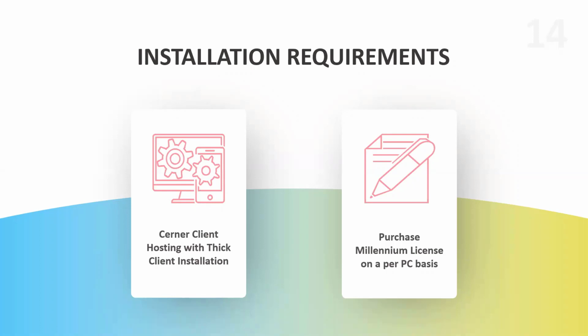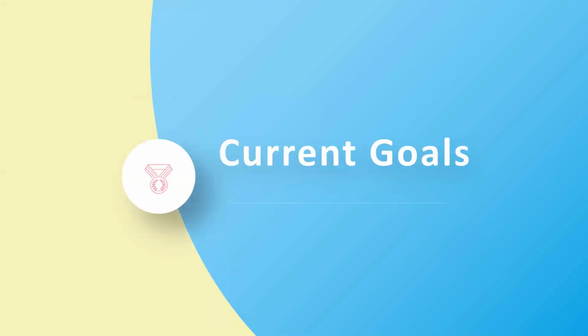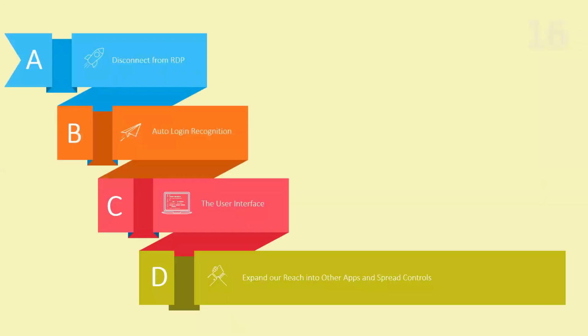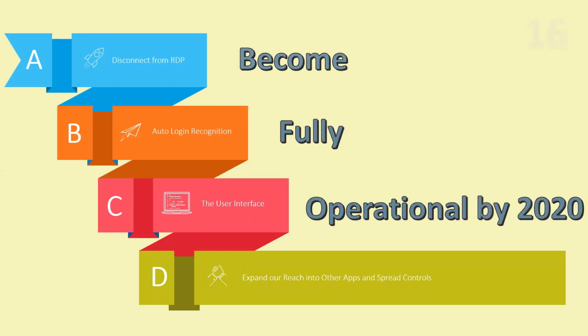And then in addition to that too, you'll also need to purchase a Millennium license, which is on a per PC basis. It's a little bit different than how we've done other licensing structures, but I'm not going to go into full detail about the licensing structure. And then I'll hand it over to Kelly to discuss a little bit more about our current and long-term goals and dive into our early adopter program and show a demo.